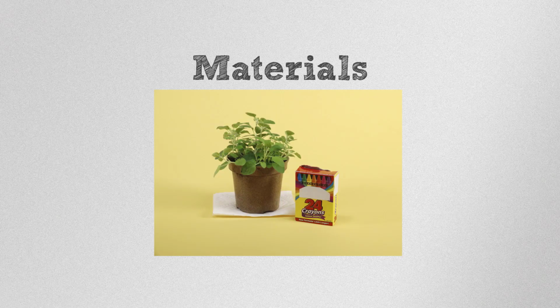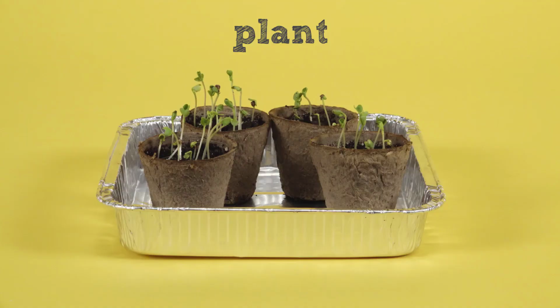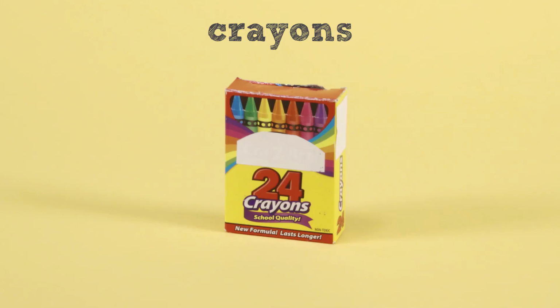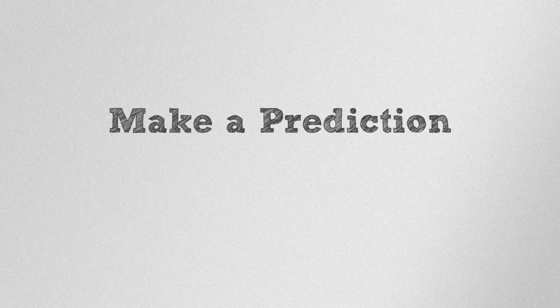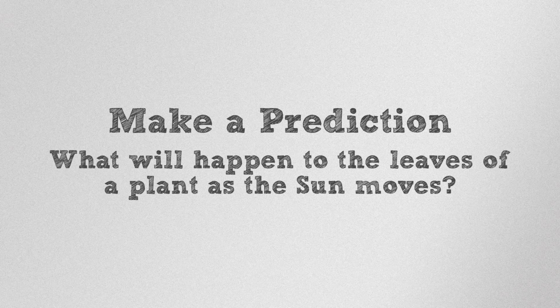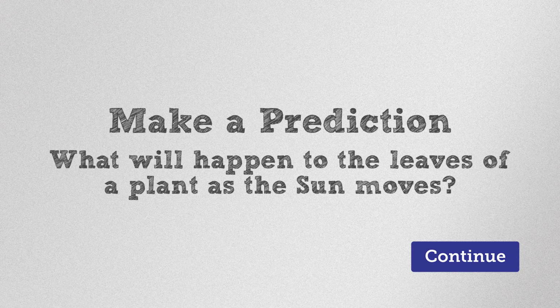In this activity, you'll investigate how a plant responds to the movement of the sun. To investigate plant movement, you'll need a plant. You'll also need crayons to draw what you see. Before we start, make a prediction. What will happen to the leaves of a plant as the sun moves? Share your predictions with your small group, then select Continue.